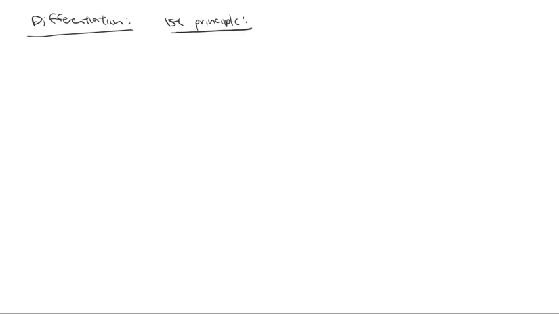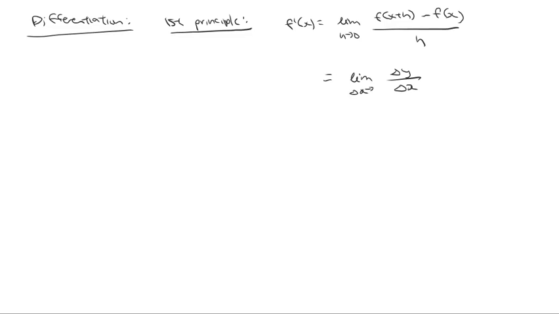is defined to be the limit as h approaches 0 of f of x plus h minus f of x over h, which you can alternatively interpret as the limit of delta y over delta x as delta x approaches 0, which is then written as dy dx.